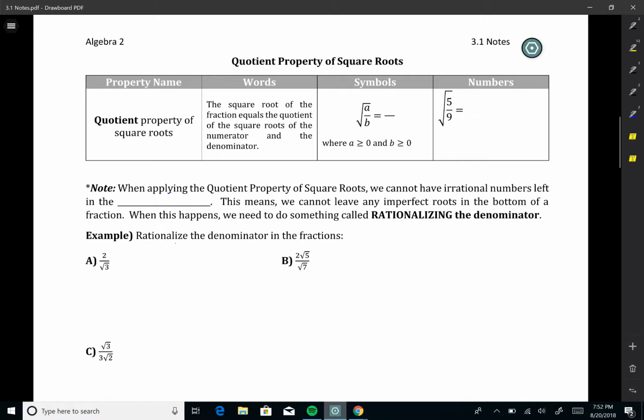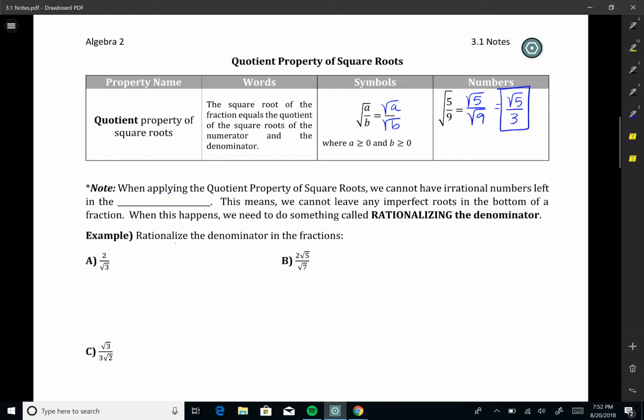So the quotient property of square roots, if we look over here under symbols, I have the positive square root of a divided by b. So I could write that as the positive square root of a divided by the positive square root of b. So if I use that property here with the positive square root of 5/9, I could change that to the positive square root of 5 over the positive square root of 9. And we know that the square root of 9 is 3. So my final answer would be the square root of 5 over 3, which is more simplified than having a radical over the 9 because the 9 is a perfect square.